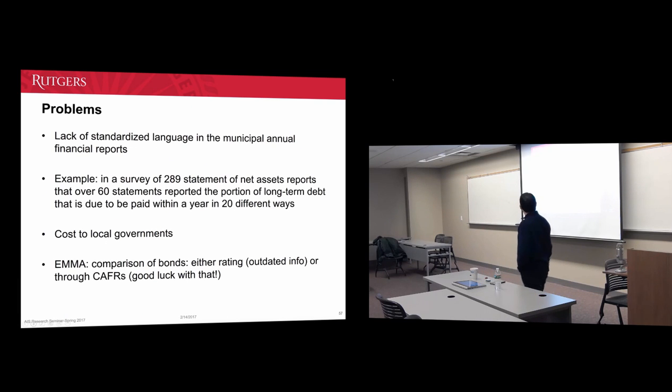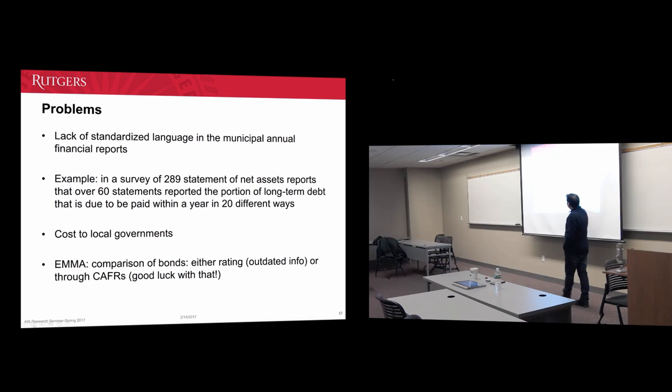The problem they found was with the standardized items. Like when we mentioned earlier safety expenditures, what does it mean? Obligation, what does it mean? It changes sometimes from one entity to the other. They had difficulty with that. For example, in a survey of 289, they reported a portion of long-term debt in 20 different ways. That's a lot. It's the same thing presented in different ways.